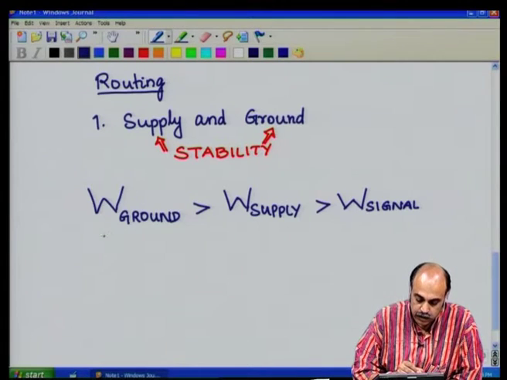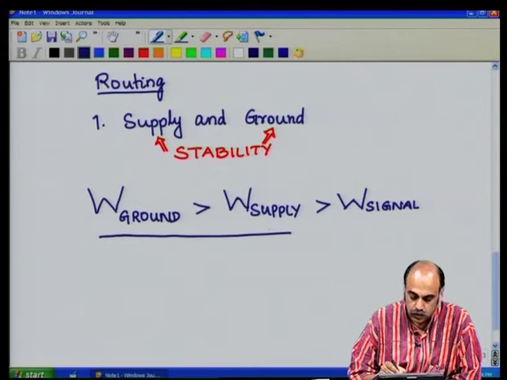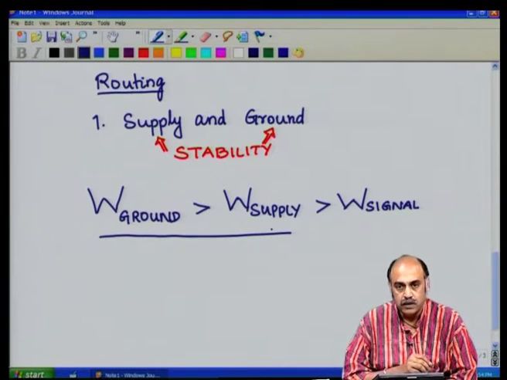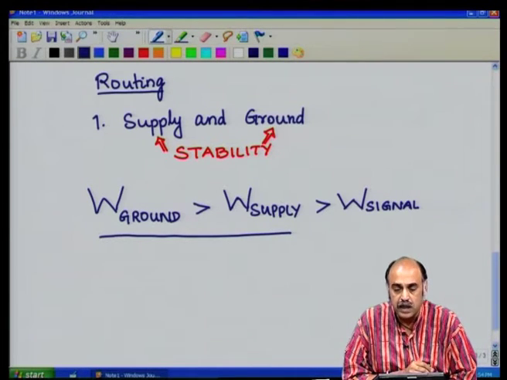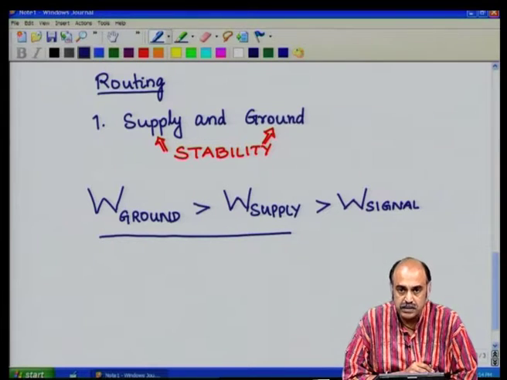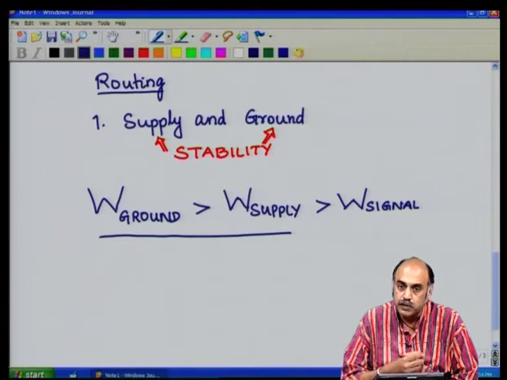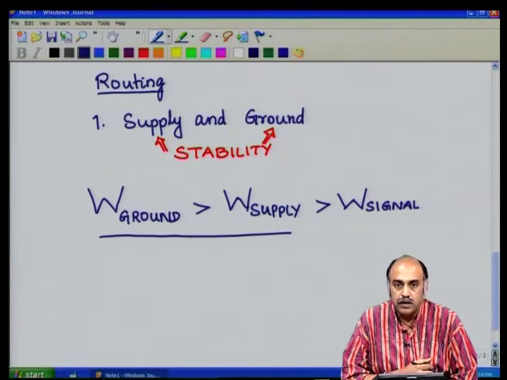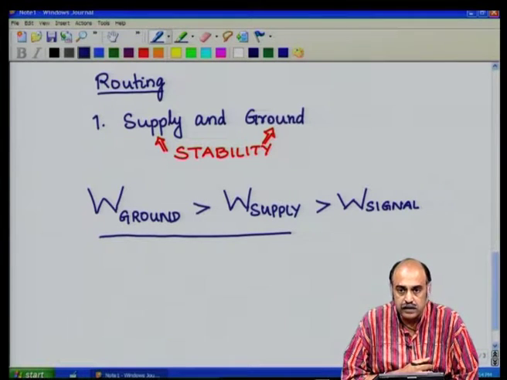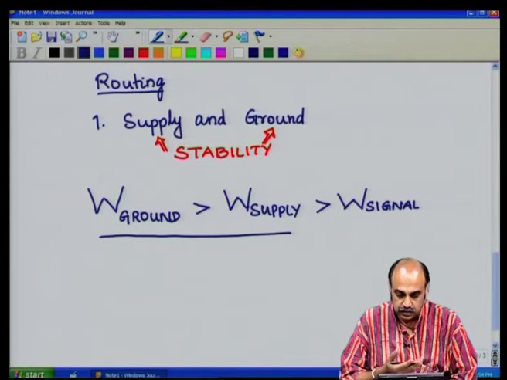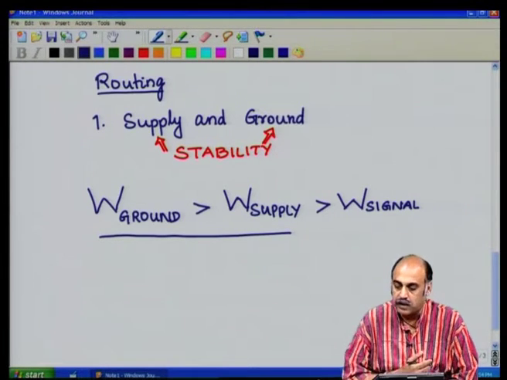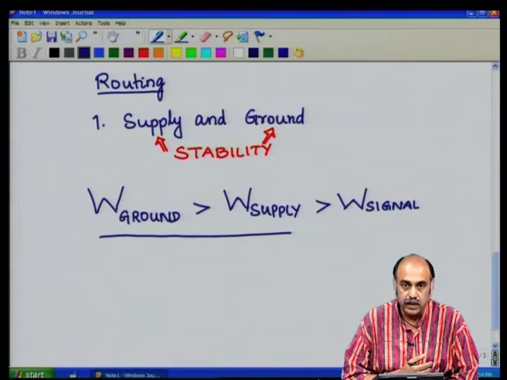Now, this is important in the sense that you saw that we want to have a very low impedance between the supply and ground, large capacitance between supply and ground, so that it is able to supply the spiky currents of the digital circuits, such that you have a distributed decoupling capacitor already running along the printed wiring board.